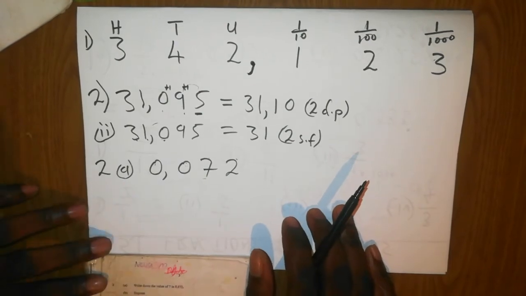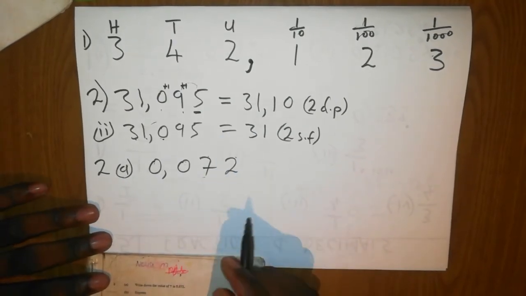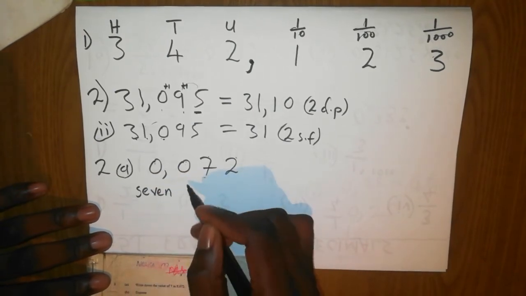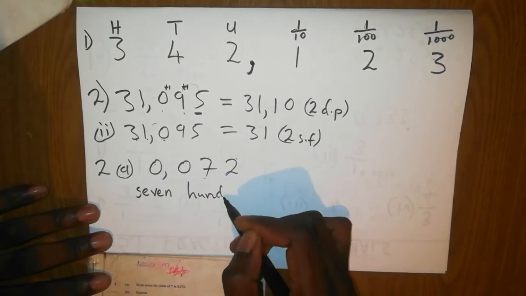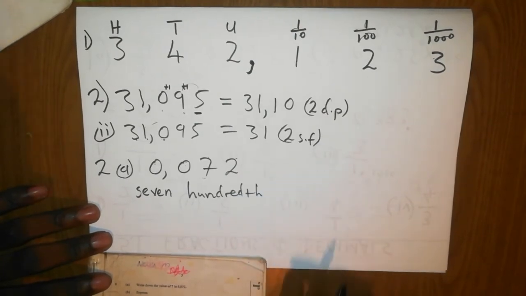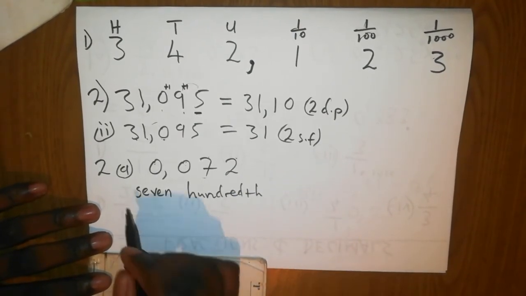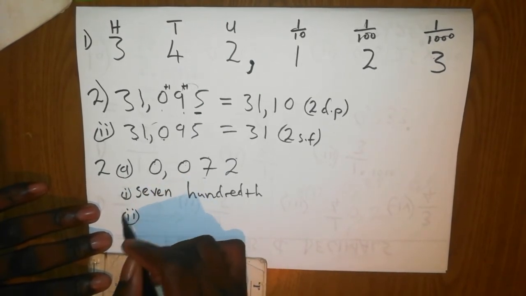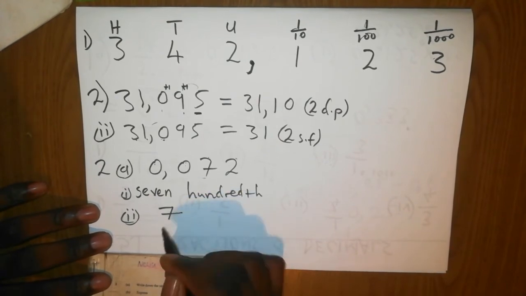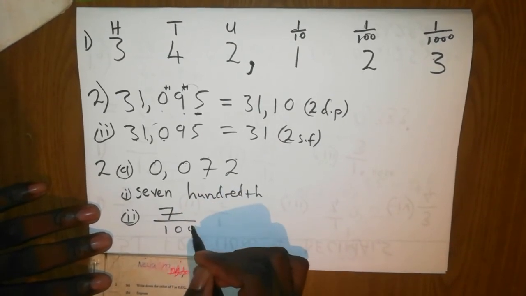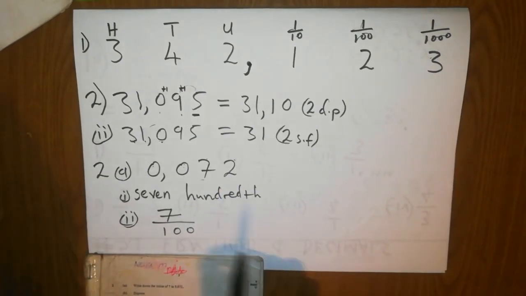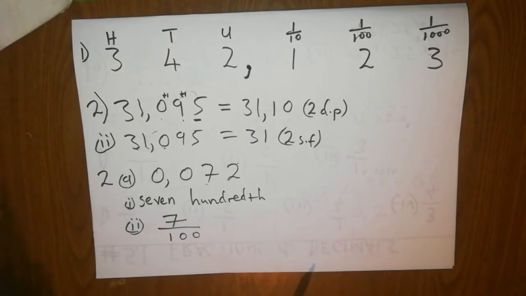So we've got two formats of writing this 7. It's either we can say 700th in words, or this is your first format of writing. Second format of writing your answer might be 7 over 100. We've got two formats of writing your answer. It's up to you which format you choose to use.